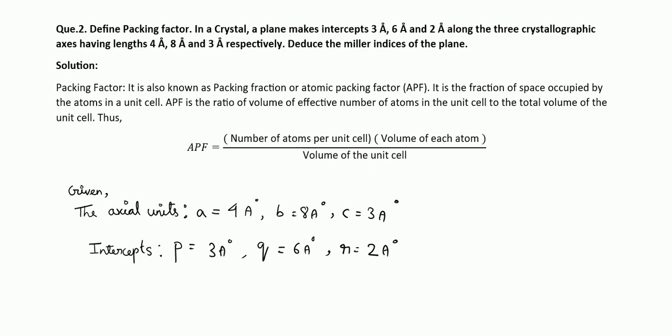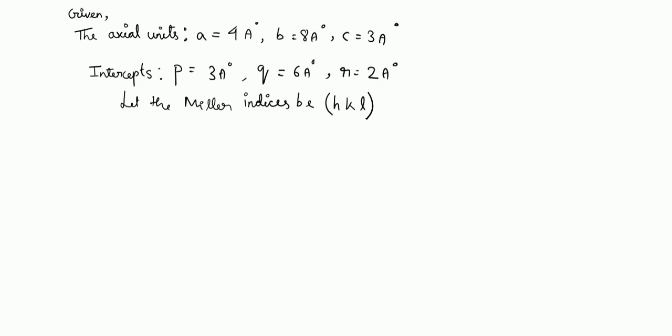Now, let the Miller indices be H, K, L. Now we will calculate the Miller indices. So for that we will write PA is to QB is to CR, as we are taking the ratio, which is equal to 3 is to 6 is to 2.